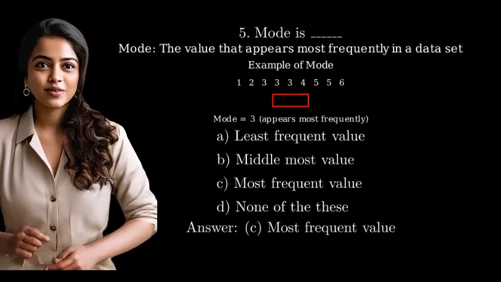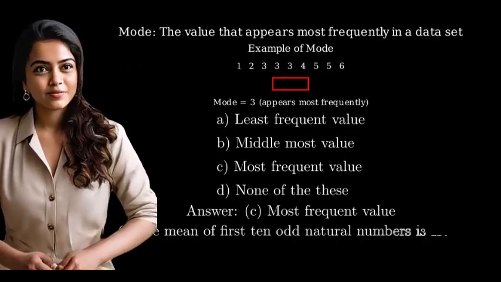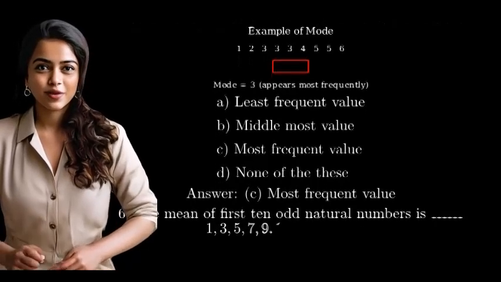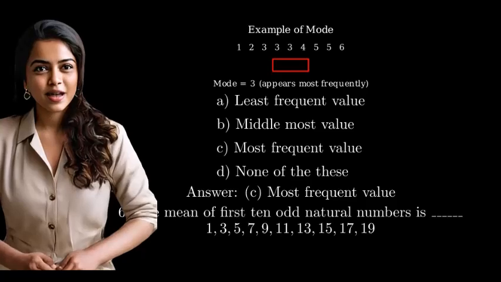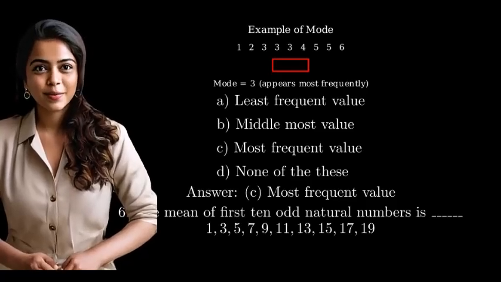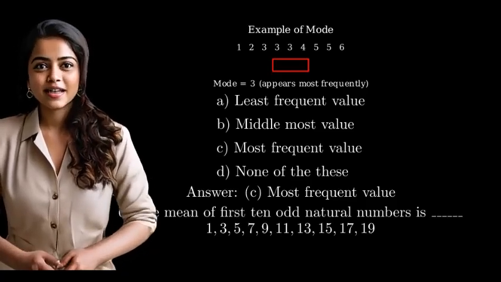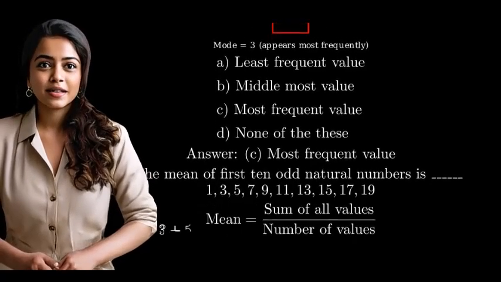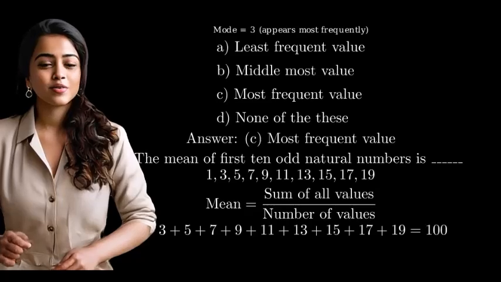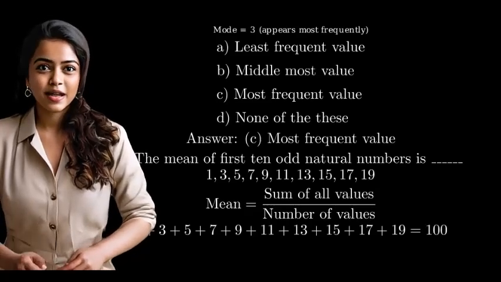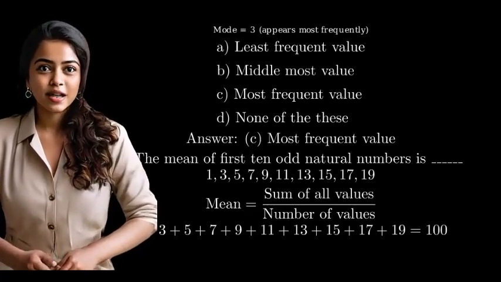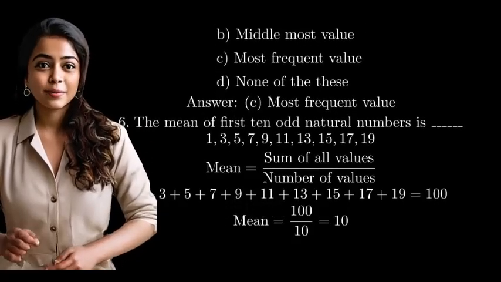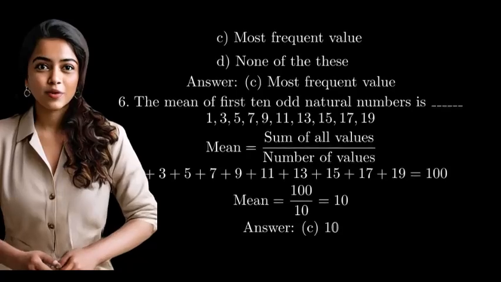Question 6 asks, the mean of first 10 odd natural numbers is what? Let's list the first 10 odd natural numbers: 1, 3, 5, 7, 9, 11, 13, 15, 17, 19. To find the mean, we add all these numbers and divide by 10. The sum is 1 plus 3 plus 5 plus 7 plus 9 plus 11 plus 13 plus 15 plus 17 plus 19 is equal to 100. Dividing by 10, we get 100 divided by 10 is equal to 10. Therefore, the answer is C, 10.